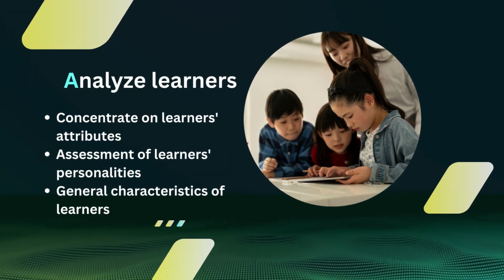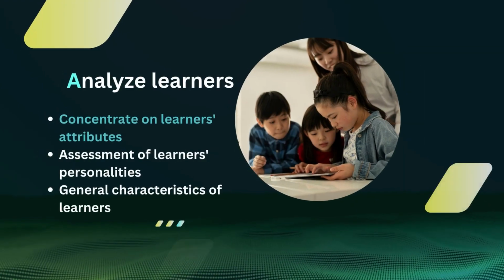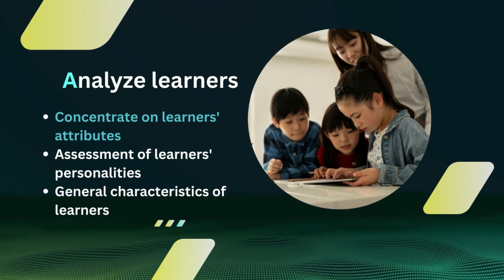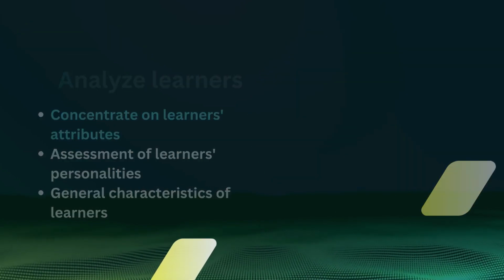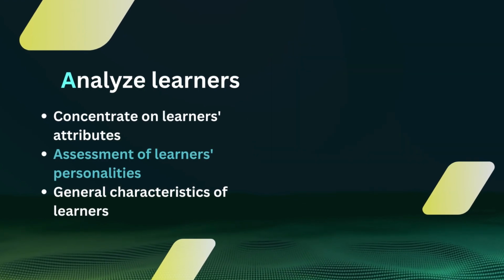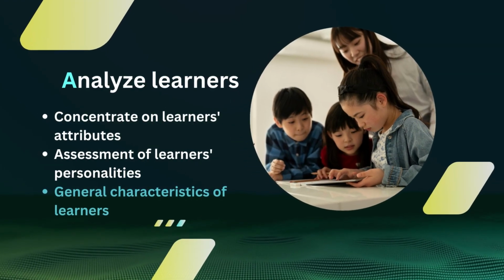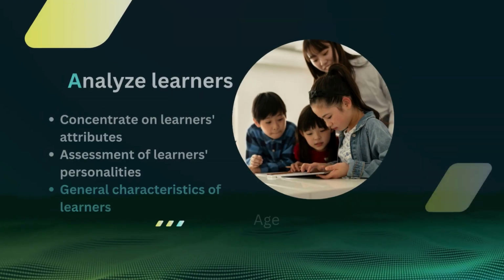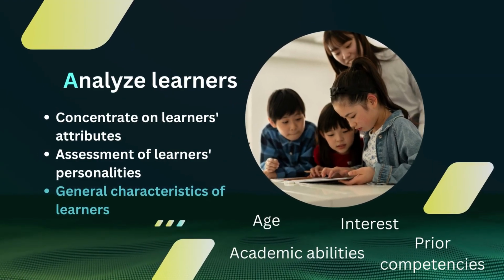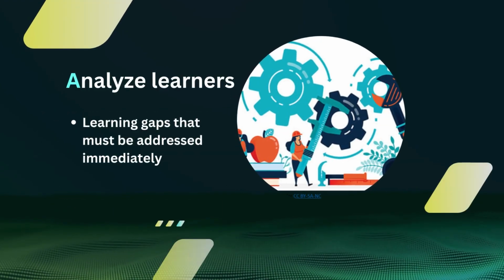The first step in the model is to analyze learner characteristics. You may concentrate on the learner's attributes that relate to the learning outcomes. Your decision on teaching methods and resources will be influenced by your assessment of the learner's personalities. Analysis of your learners may include the general attributes of your learners such as age, academic abilities, gender, interest, prior competencies, and learning styles.